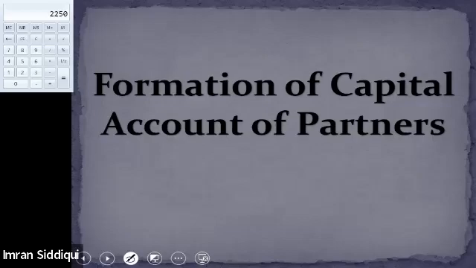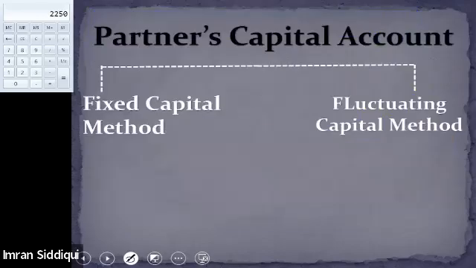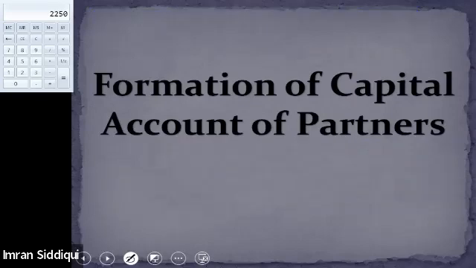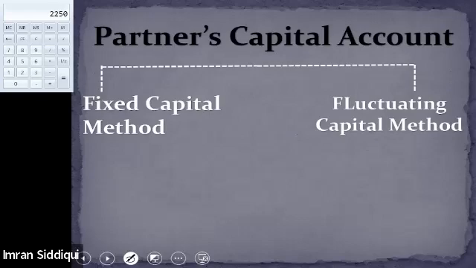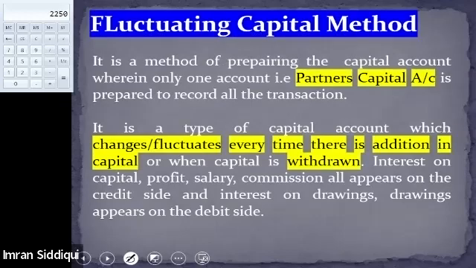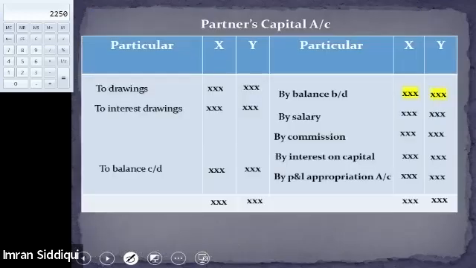So put this heading in your notebook: formation of capital account. Done? Yes, sir. Okay. See, capital account can be prepared by two methods. We have two methods to prepare capital account. One is the fixed capital method, and then we have the fluctuating capital method. So what is the fluctuating capital method and what is the fixed capital method?